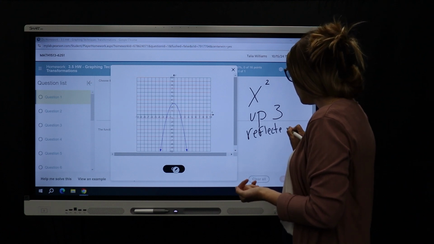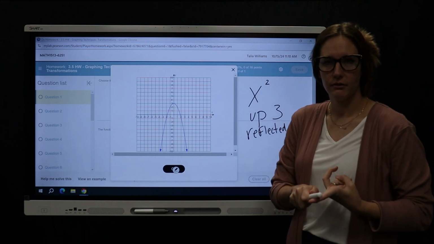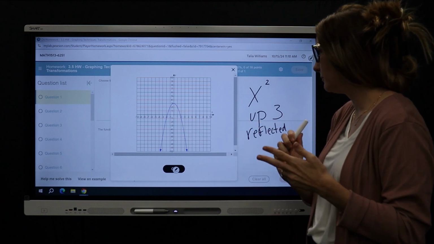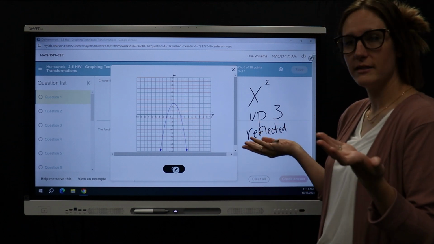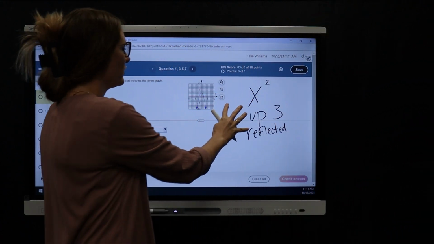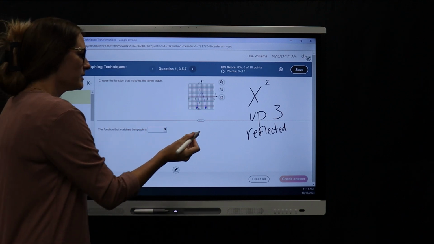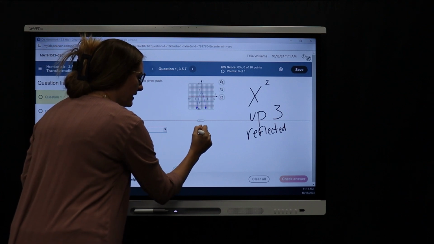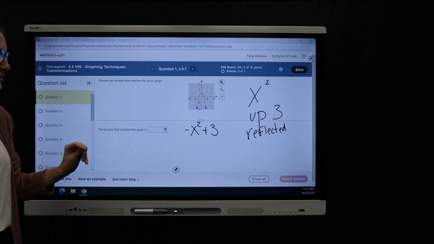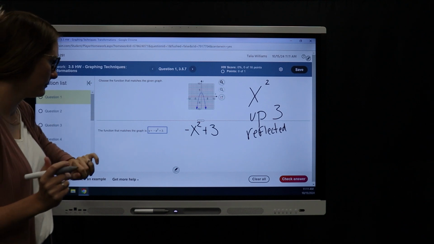So that's what I want you to be able to do when you look at a graph: be able to say, this is a graph of a parabola, that's x squared. It's not at 0, 0, it's at 3, so it's going to be up 3. And it's not facing up, it's facing down, so it's reflected. Once you get this information from your graph, you can go and find the equations. So since I have reflected, that's a negative, and up 3 would be plus 3. That's what you need to be able to determine from your graph. So negative x squared plus 3.